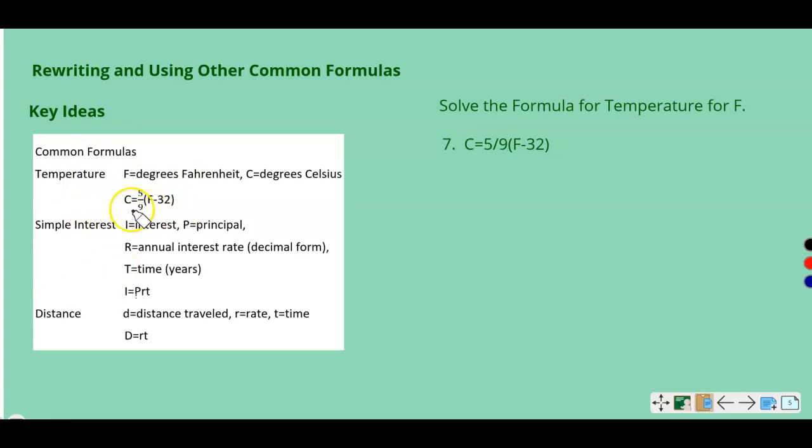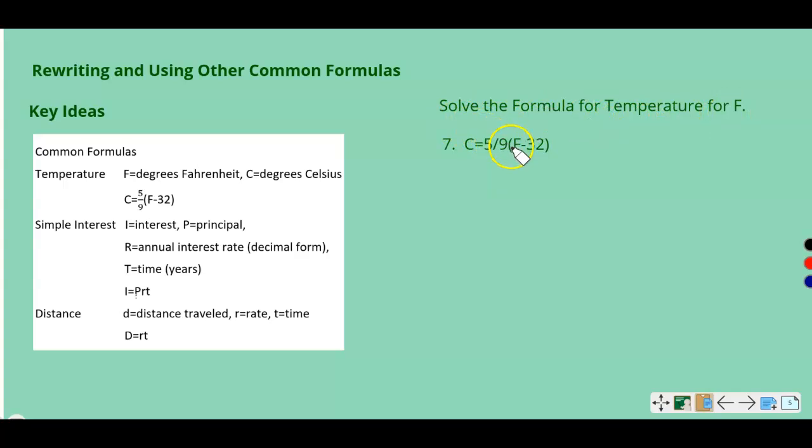Your temperature formula from Celsius to Fahrenheit, simple interest, I equals PRT, and your distance formula, D equals RT, which we've used in a couple previous lessons. So let's see what this says. Solve the formula for temperature for Fahrenheit.